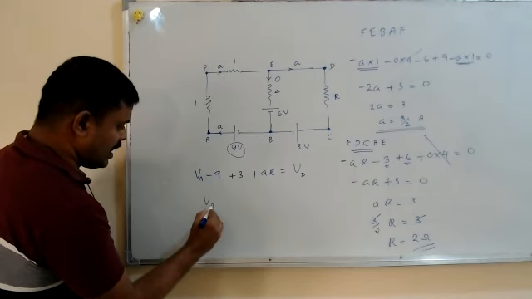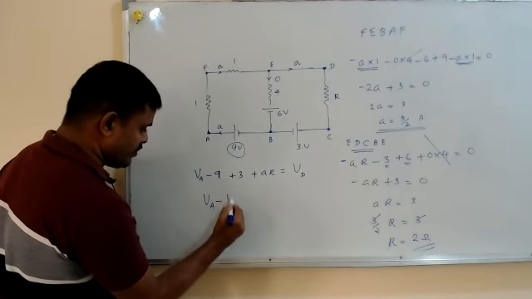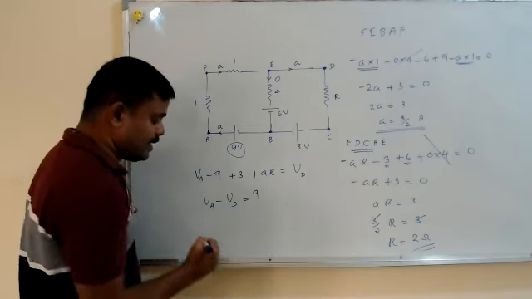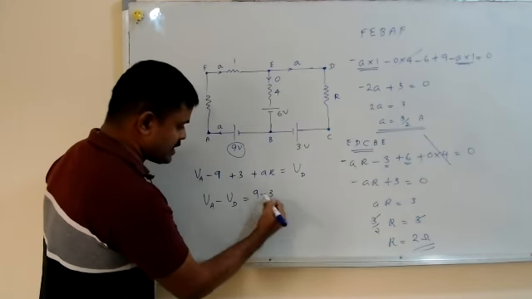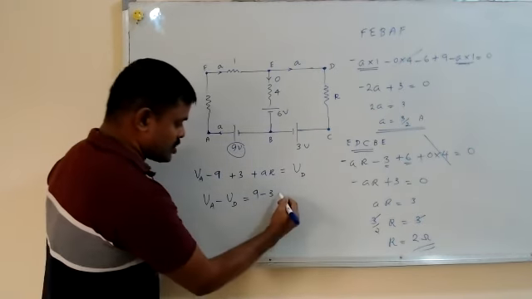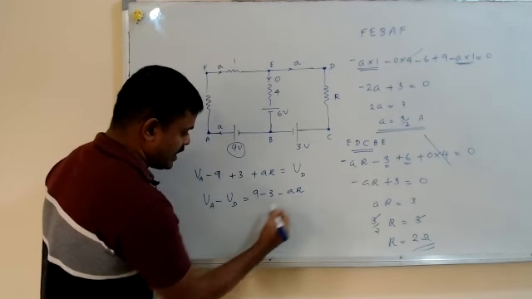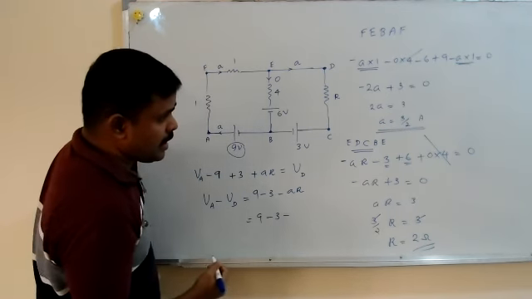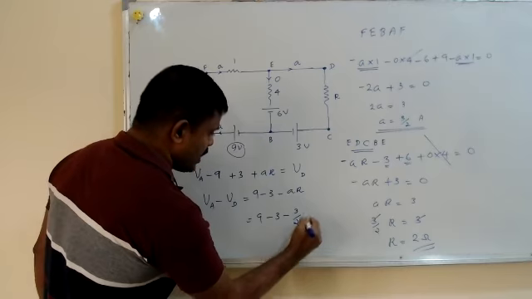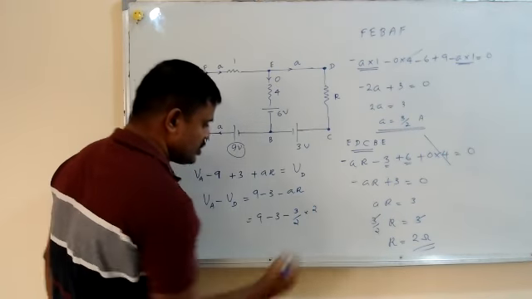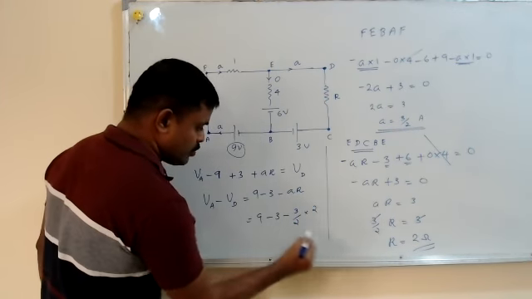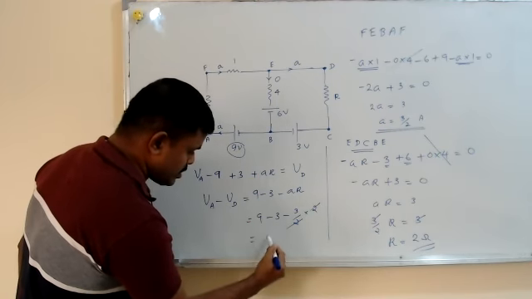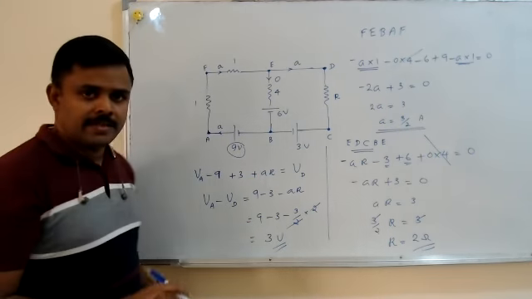So VA, I keep VA here. I take VD to the left hand side. VA minus VD. This guy goes to the right side, 9. 3 goes to the right side, minus 3. AR goes to the right side, minus AR. So let us put the value. 9 minus 3 minus A is how much? A is 3 by 2 into R is how much? 2. 2 and 2 are cut. So 9 minus 3, 6. 6 minus 3 is 3 volts. Did you understand this?